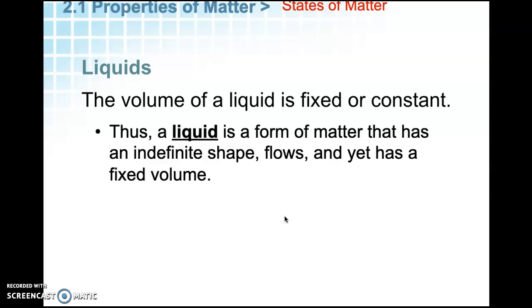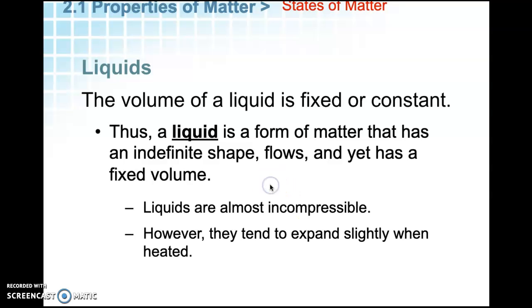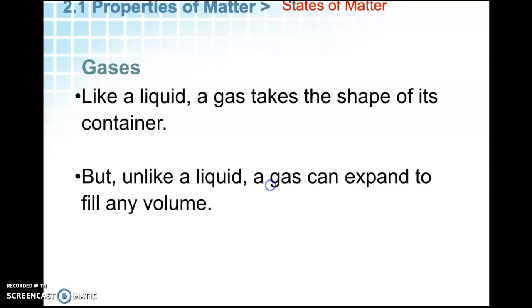So there's your terms: indefinite shape, fixed volume, or definite volume. Liquids are hard to compress, but they will expand a little bit more than solids when you heat them. And in liquids, the particles get a little more excited. In fact, that's when you start to see phase changes.